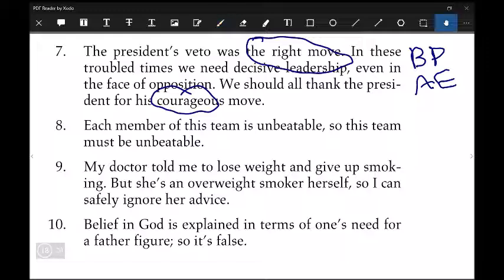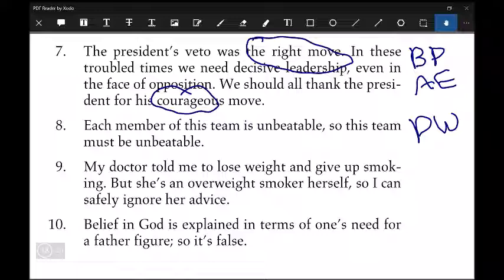And number 8 says each member of the team is unbeatable. Therefore, the team must be unbeatable. This would be the part-whole fallacy. Maybe each member of the team is really good, but they don't work together. And so maybe there's another team with kind of average people of athletic ability, but they work together really well. So this is the part-whole fallacy.